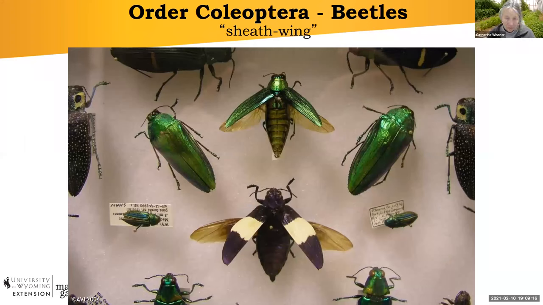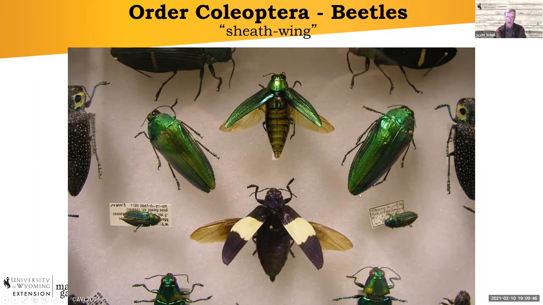Coleoptera means sheath wing. It's thought that Aristotle was the one that coined the name for this particular order of insects. It's the biggest order of insects. This is a picture from the insect gallery on the fourth floor of the College of Ag building on UW campus. If you ever get a chance, you can stop by in the future when things are back to more normal, and you can see some of the neat displays.